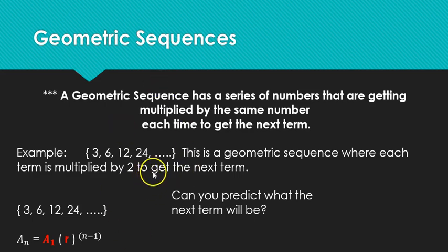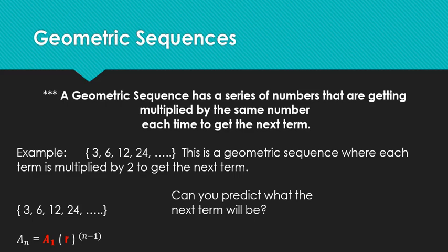Alright, now let's talk about a geometric sequence. A geometric sequence has a series of numbers that are getting multiplied by the same number each time to get the next term. So, for example, 3 times what gives me 6? 6 times what gives me 12? 12 times what gives me 24? We're multiplying by 2. So, you can predict what the next term will be just by always multiplying by 2.